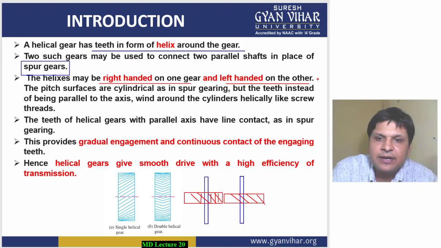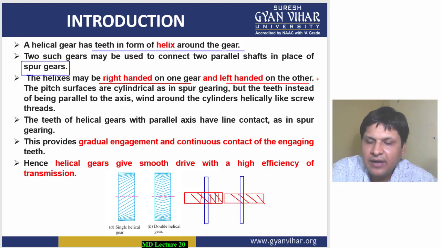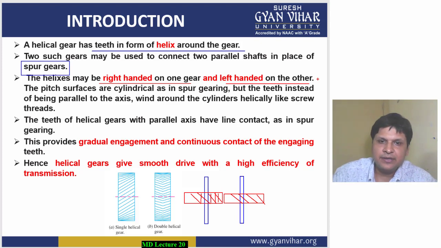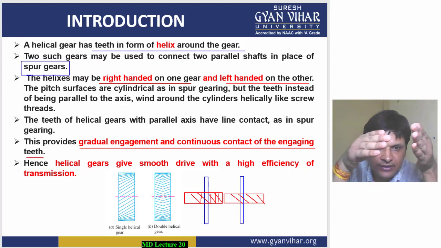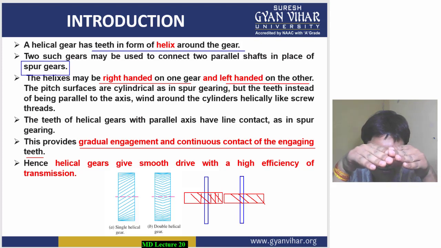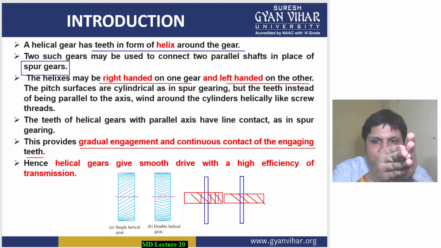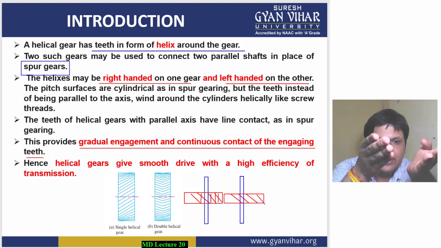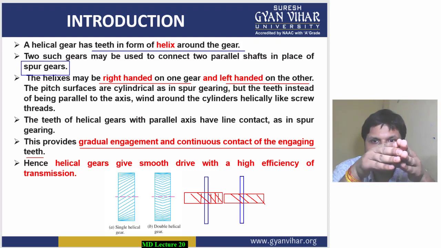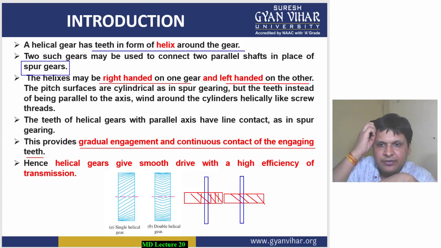The teeth of helical gears with parallel axes have line contact as in spur gearing. Here also the teeth of helical gears with parallel axes have line contact with each other. The plus point with helical gears is that there is gradual engagement and continuous contact of engaging teeth. In the case of helical gears, the teeth gradually engage with each other and gradually disengage with each other, and due to this there is no problem of vibration or noise while it is working.